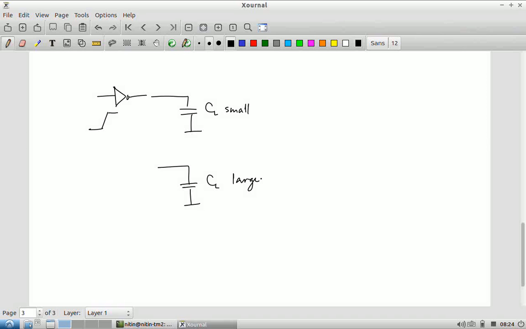how do you expect the output to transition for a given input transition? Do you expect it to be fast or slow? Fast, right? So the drop over here will be quite abrupt. Whereas if CL was large, it's going to be slow. Something like this.